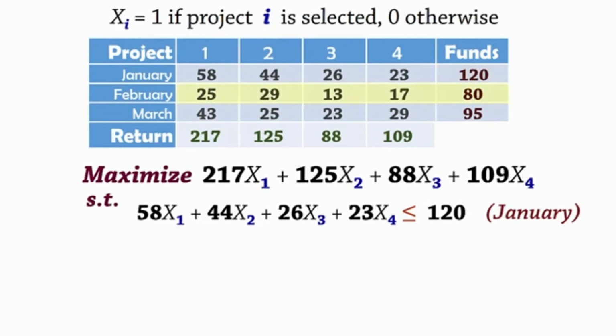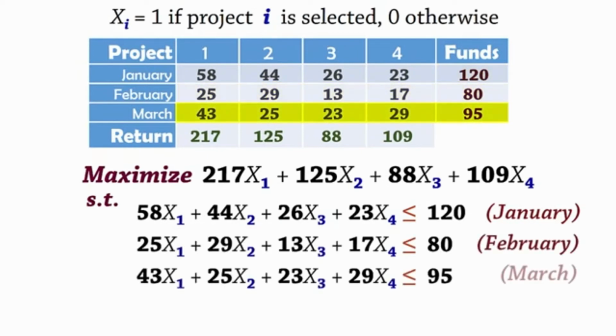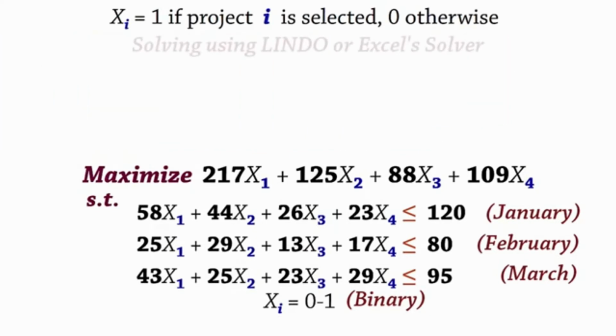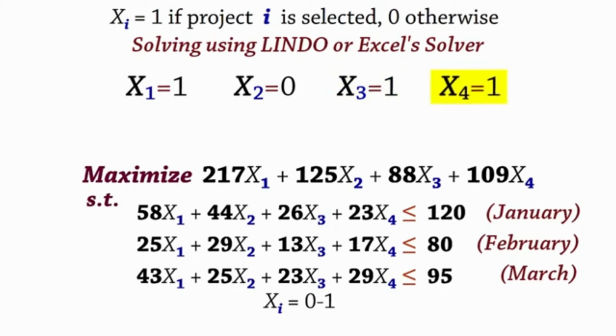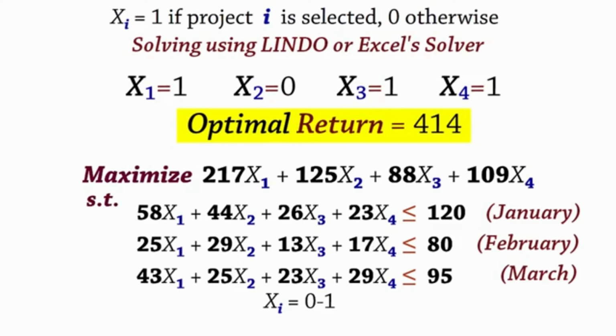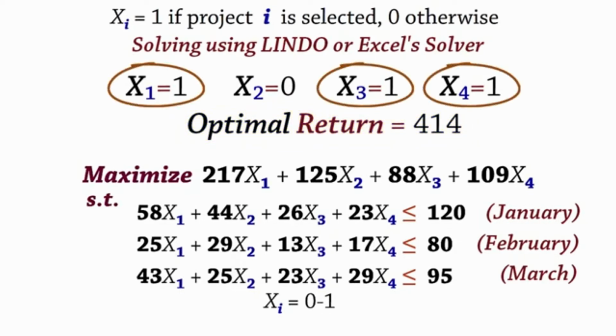We do the same for February and for March, and then complete the model by stating that the decision variables must be binary. Upon solving this model using software like Lindo or Excel Solver, we find that the optimal solution is x1 equals 1, x2 equals 0, x3 equals 1, and x4 equals 1, with a corresponding net return of 414. That is, to maximize net return, undertake projects 1, 3, and 4 only.